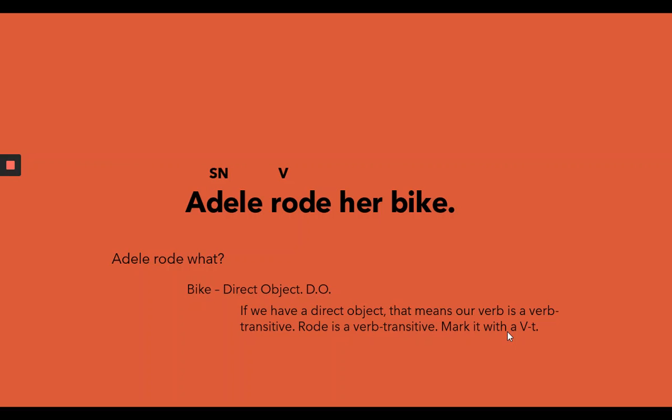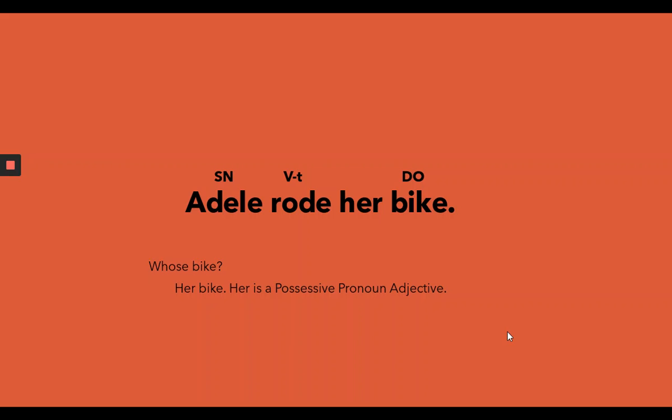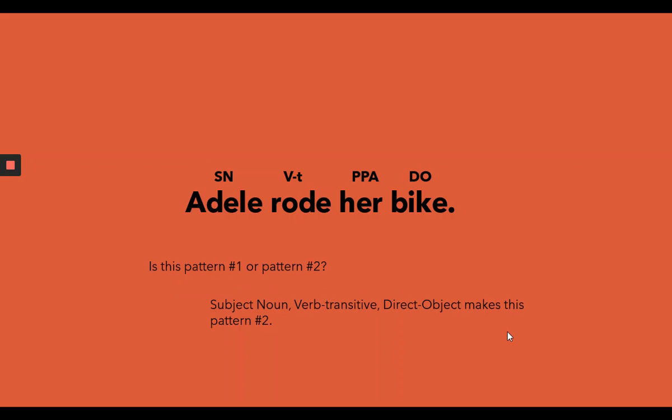So Adele rode what? Bike. Direct object, we'll mark it with the DO. Now, if we have a direct object, that means my verb is verb transitive. So rode is verb transitive. So I'll go back. I've already marked it with a V, and I'm going to mark it with a little lowercase t. So it should look like this. Adele, subject noun, rode, verb transitive, bike, direct object. Whose bike? Her bike. Her is a possessive pronoun adjective. We'll mark it with a PPA.